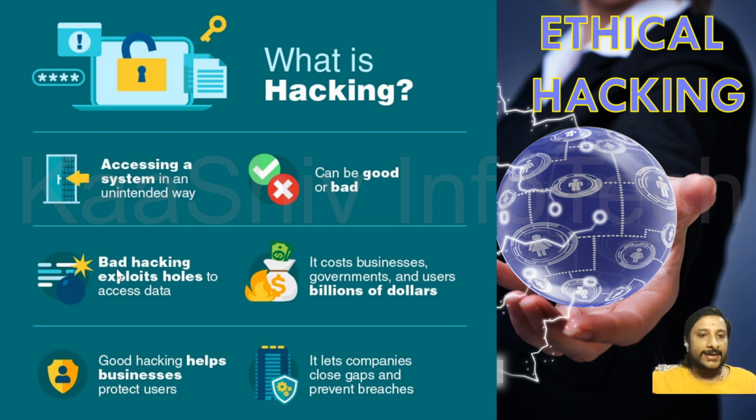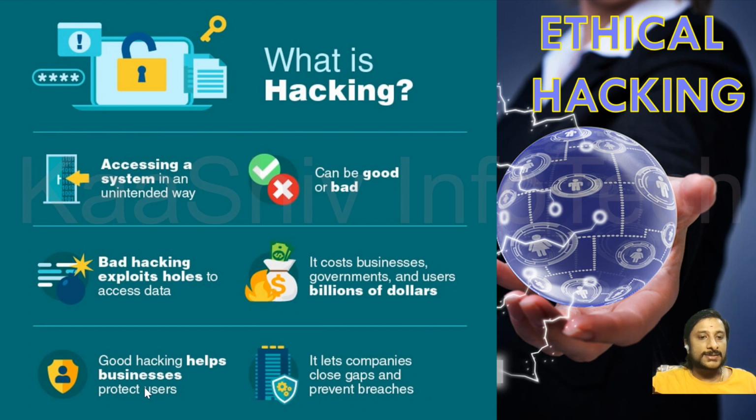And bad hacking exploits holes to access the data. So obviously, consider a bank or a financial institution. These hackers will try to exploit, will identify the weakness, and they will enter into the system and try to access the data. So why do they need the data? It is money. The data is money. So obviously, it will cause a lot of business losses for the government or for the people who were the victims. Okay, so this is how bad hacking happens.